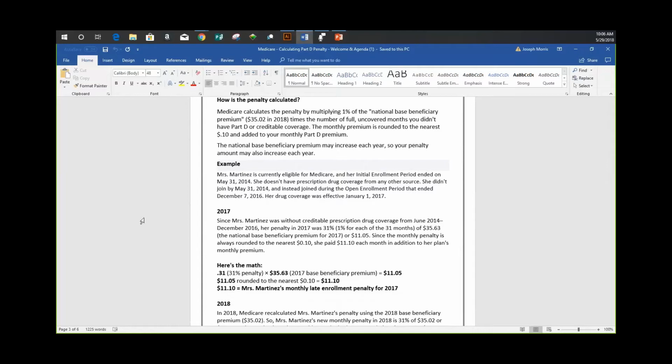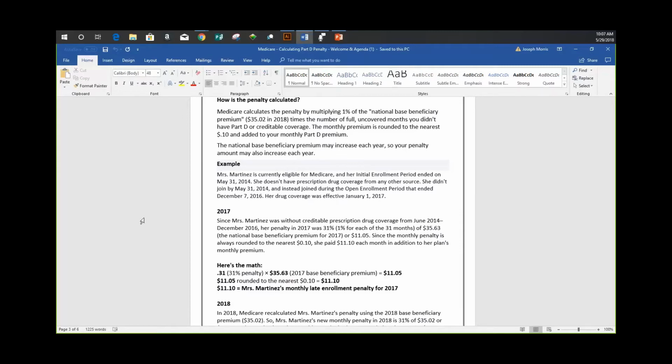That open enrollment period, as we call it, the annual election period, AEP, is when she decided to do it. As you know, during the open enrollment period every year, October 15th through December 7th, her drug coverage effective date would be January 1 of 2017. Since Mrs. Martinez went without credible prescription coverage from June 2014 to December 2016, her penalty in 2017 was 31%.